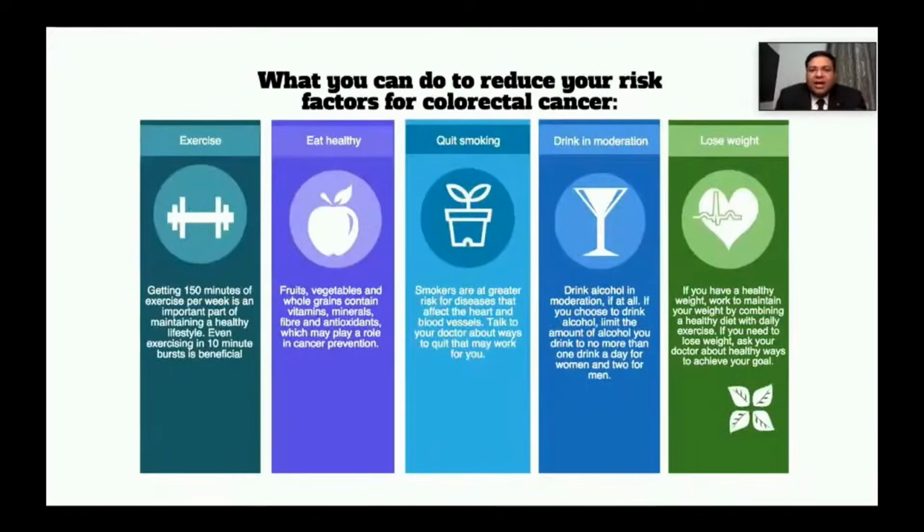Now, more important is how can you reduce your risk? Reducing risk is by improving your lifestyle, the diet you choose, the exercise you do. So, one has to engage in at least thrice weekly exercise, try to have a healthy diet as much as possible, increase the intake of fresh fruits and vegetables, increase the content of fiber, avoid junk food, quit smoking and drinking, and also maintain a healthy body weight.